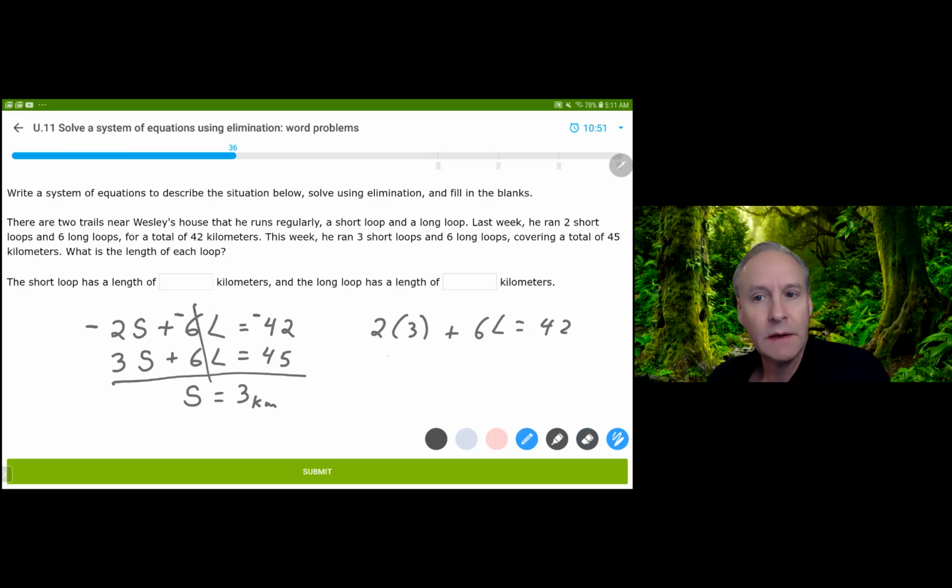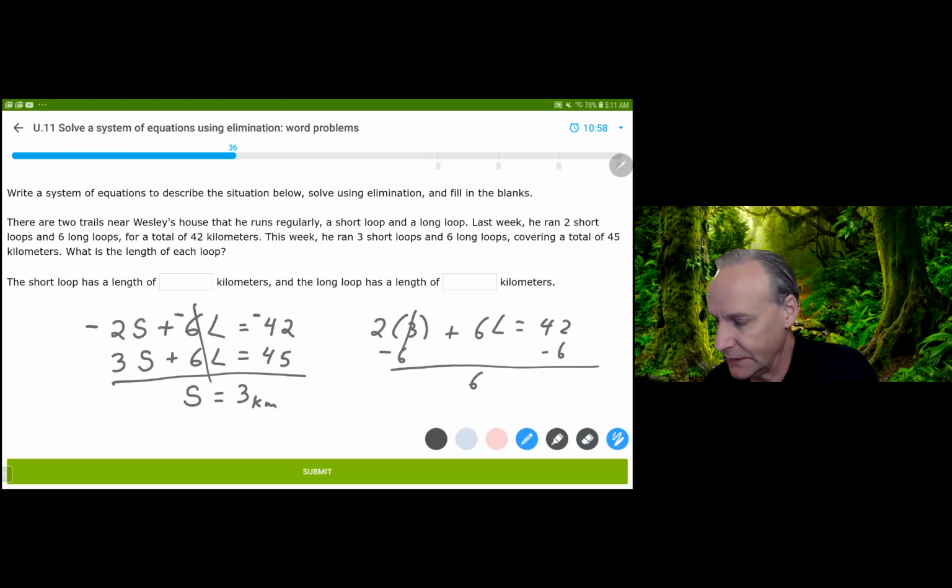To solve it, we're going to subtract the 6 from both sides. If that first one kind of scared you a little, don't worry. They're not all that bad. 6 from 42 is, I can't subtract today, 36. And L is equal to 6 kilometers.